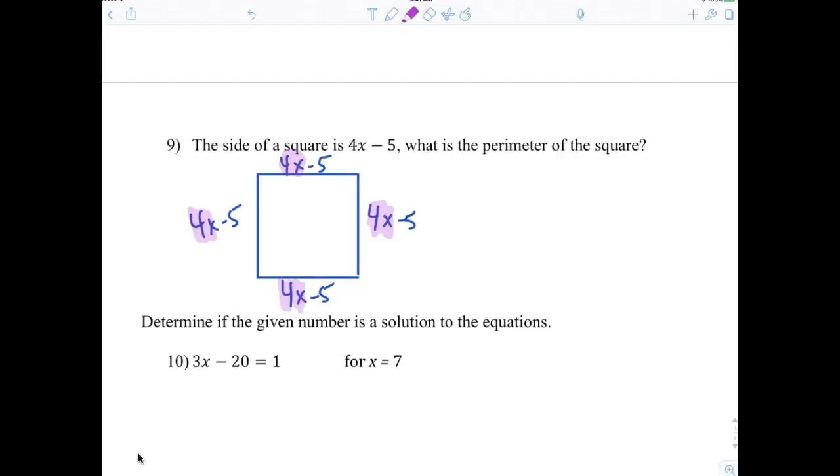Let her think. 16x. Now, we're adding because it's perimeter, right? You're right, 16x. Very good. Now, how many minus 5s do you have? 4. Minus 5, minus 5, minus 5, minus 5 is all together negative 20. That was a good job. 16x minus 20. Everybody feeling pretty good about that?